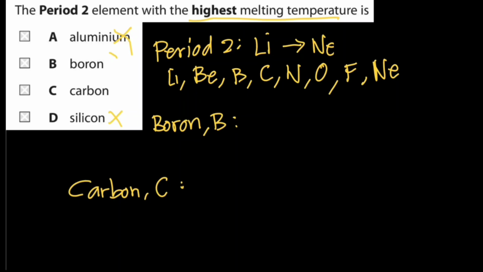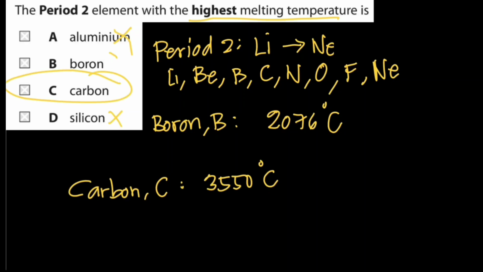So let's compare their melting points. Boron's melting point is 2076 degrees Celsius. And carbon can be diamond or graphite. Its melting point sublimes at approximately 3550 degrees Celsius, which is very high, much higher than that of boron. Therefore, the answer here should be carbon.